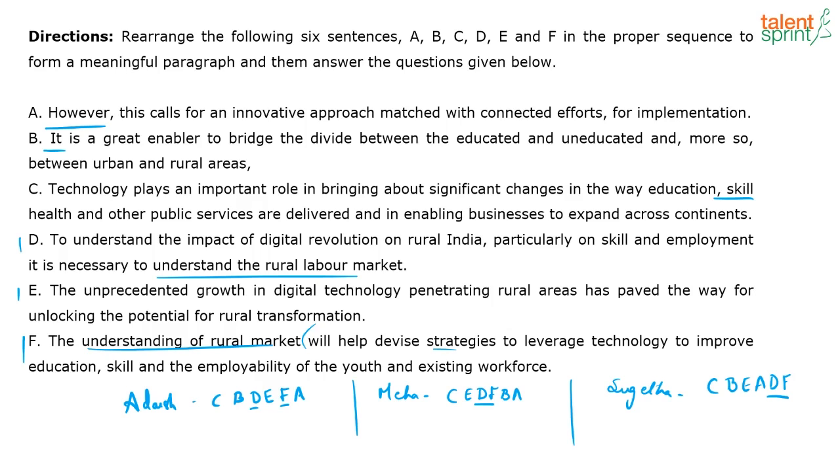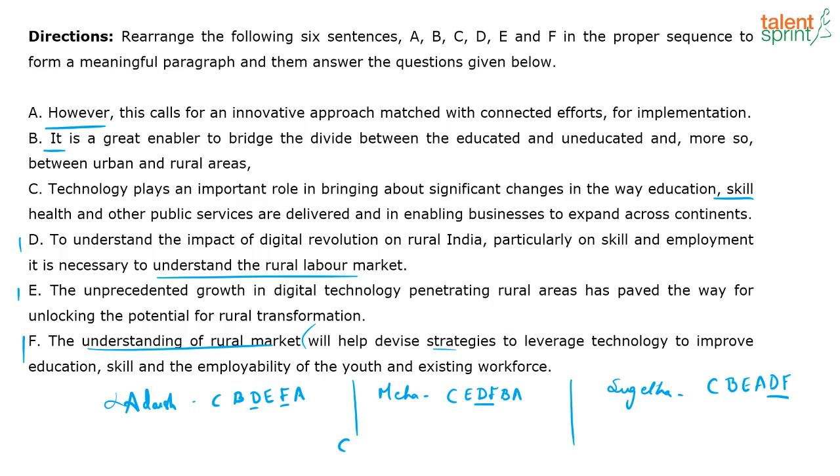D is introducing, to understand the impact of digital revolution in rural India, particularly on skill and development, it is necessary to understand the rural labor market. And the understanding of the rural market will in turn do this, right? Which means F has to follow D. So this link is correct with Meha and Sugeta. So others, automatically your sequence becomes wrong. Now let's focus. Again, we stick to C being the topic sentence. There is no doubt on that. Great. Now let's ask questions.